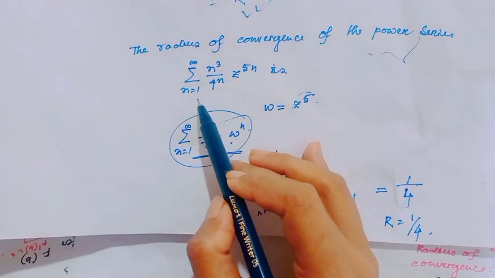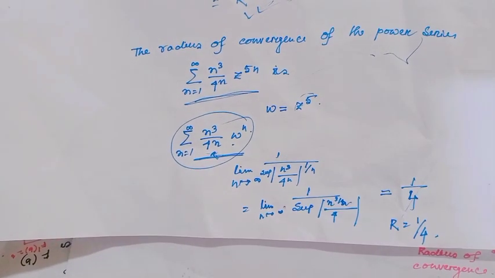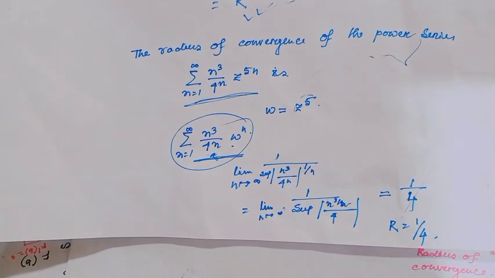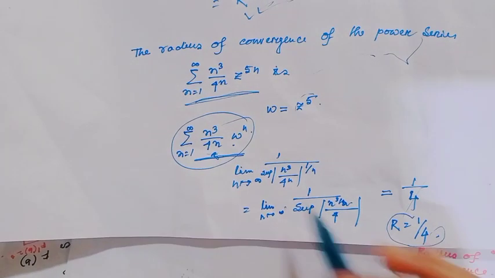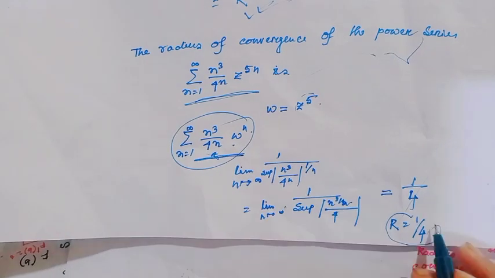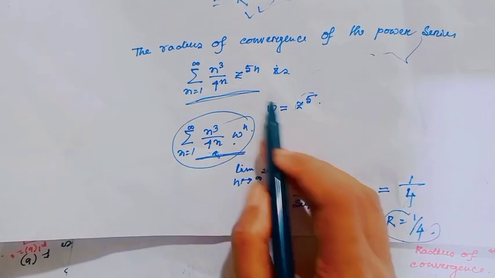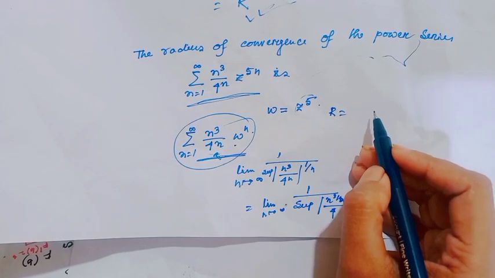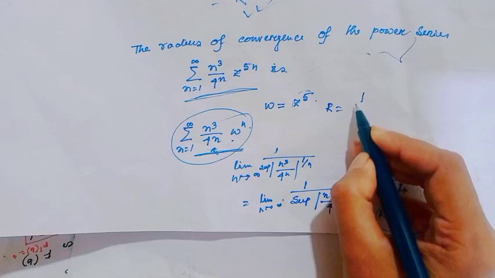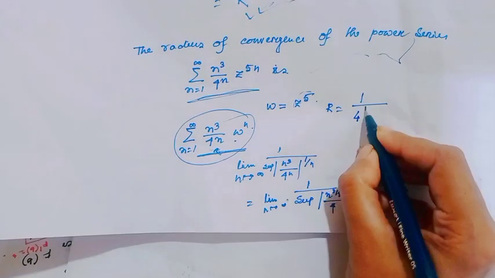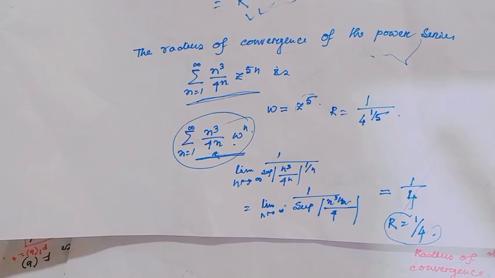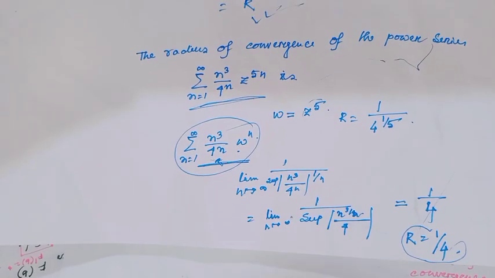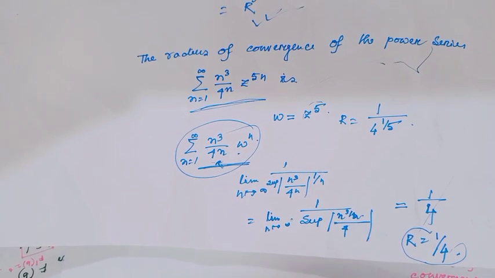But our given power series is this, and we all know when a power series looks like this type, since the radius of convergence of the power series in w is 1 over 4, therefore for this the radius of convergence would be 1 over 4 to the power 1 over 5, because here we have z to the power 5n. I hope all my viewers have understood this question easily.